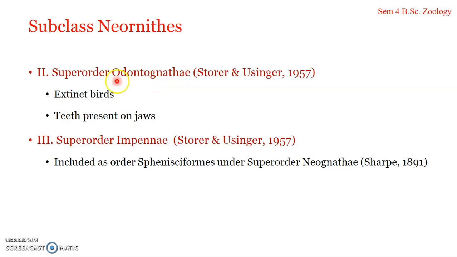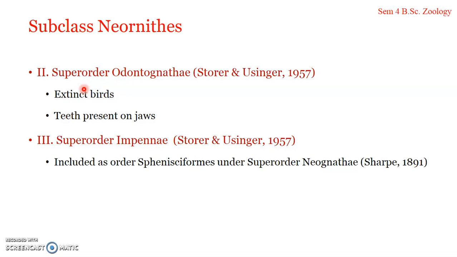Superorder Odontognathae, the name comes from odonto, meaning teeth, and gnathae, meaning jaw. So Odontognathae means teeth present on jaws, and this superorder includes the extinct birds from the Upper Cretaceous period. They all have teeth present on the jaws, which was advantageous for catching fishes. As per Edinger, they had an avian type of brain rather than reptilian. As against Archaeornithus, they had a little more avian characters with respect to the brain structure.